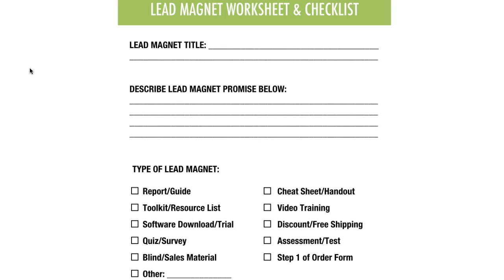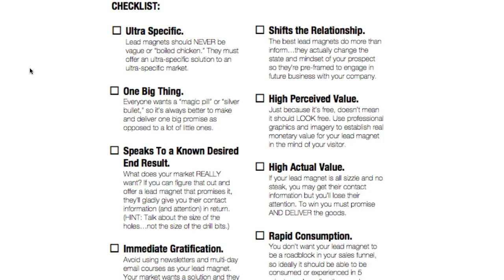All right. So these are certain points, the checklist for a lead magnet. The first one is ultra specific. Lead magnets should never be vague and bland. They must offer an ultra specific solution to an ultra specific market.